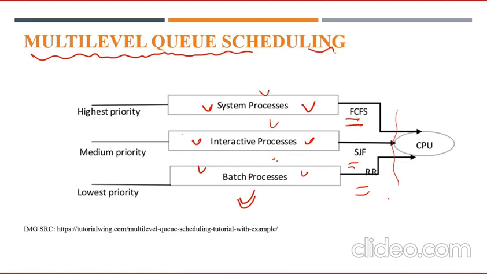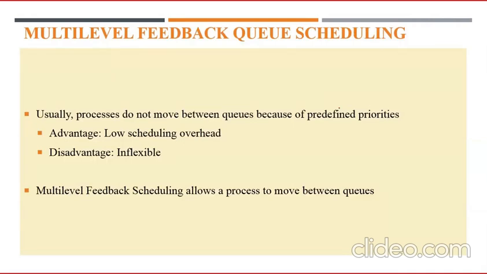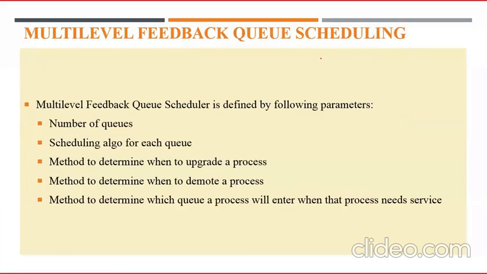That is why in our modern operating systems, we never use the multi-level queue scheduling algorithm. Now the question is, if we are not using this algorithm, then what is the solution? The solution is the multi-level feedback queue scheduling algorithm. Using this scheduling algorithm, we are removing the problem of starvation. So here in the multi-level feedback queue scheduling algorithm, we have no starvation.